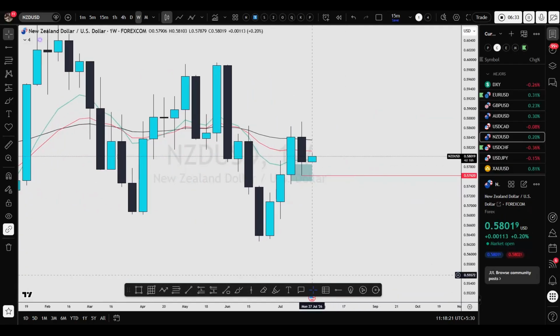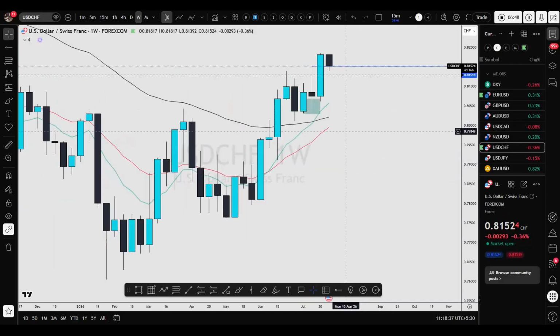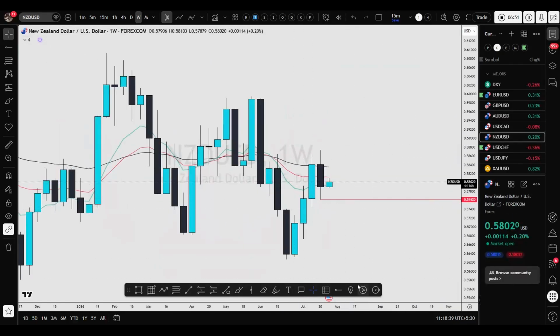Let's see what's going on in NZD USD. Okay, I can see a sweep high and close lower pattern. And the EMA environment is also bearish, but it's not a trending bearish. It's a kind of choppy one. But still, we can look for the previous weekly low over here.